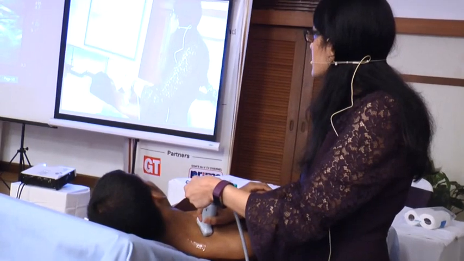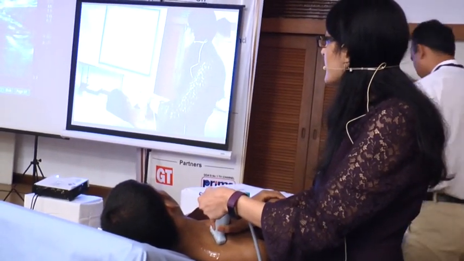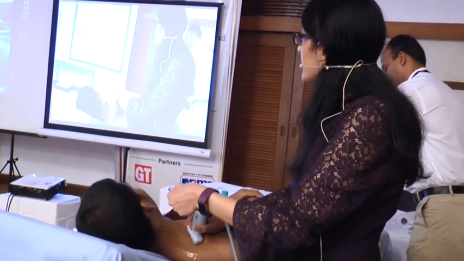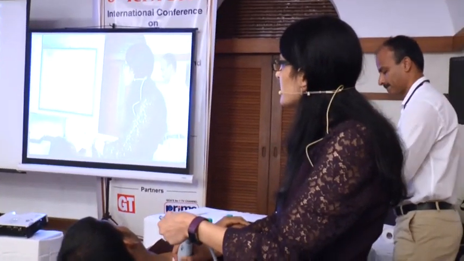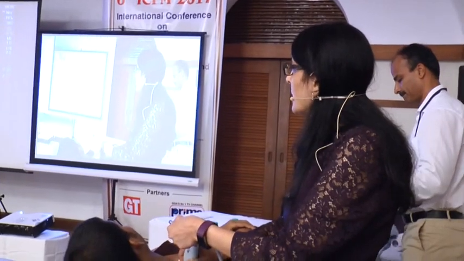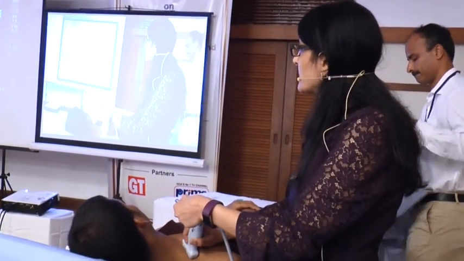So you can see this linear hyperechoic structure, which is the first rib. This is the subclavian artery, a pulsating round anechoic structure, and your brachial plexus is just that one enclosed in a sheath, superior and posterolateral extension of that.